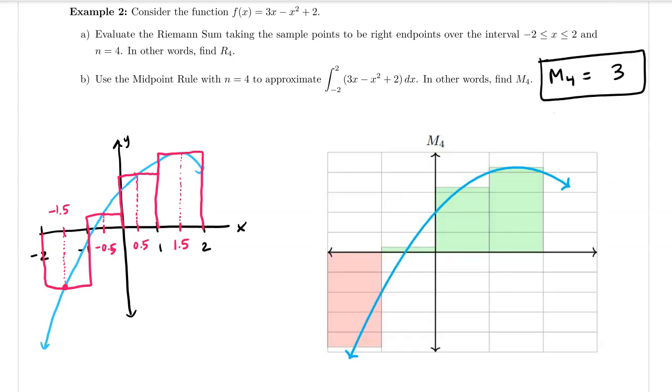And here is just a much nicer version of the visualization that I tried to draw earlier. Remember, the green rectangles represent the rectangles that are above the x-axis, and then the red ones are the ones that are below the x-axis. So we're taking all of the green area and then subtracting off the red area. And if we do that, we should get a value of 3.